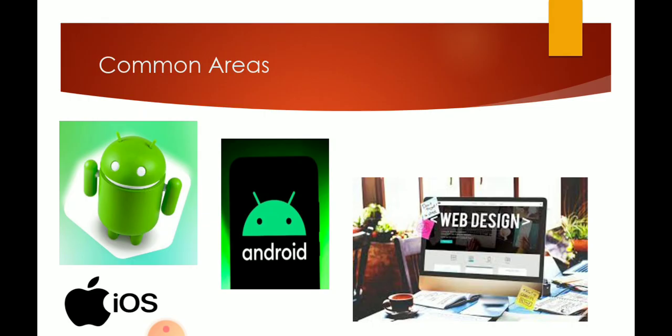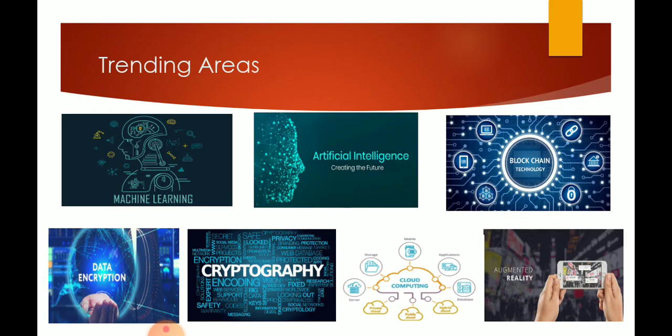Now if you want to do something different, then there are many trending areas such as machine learning, artificial intelligence, blockchain, augmented reality, data encryption, cryptography, cloud computing. So these are the trending areas on which you can do your project, and it will add weightage to your resume and help you get selected by good companies. So when you do your project, see that you select a trending area.